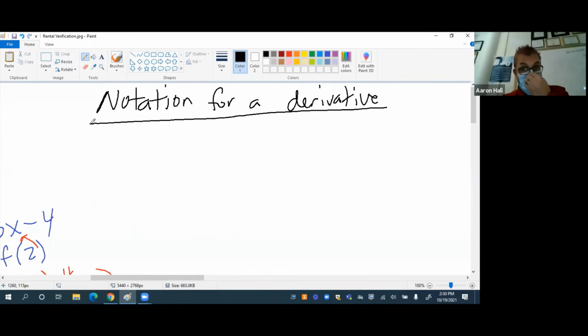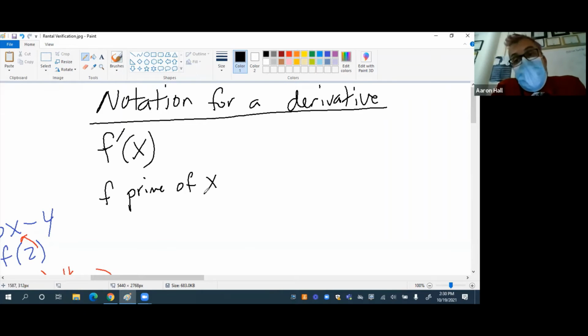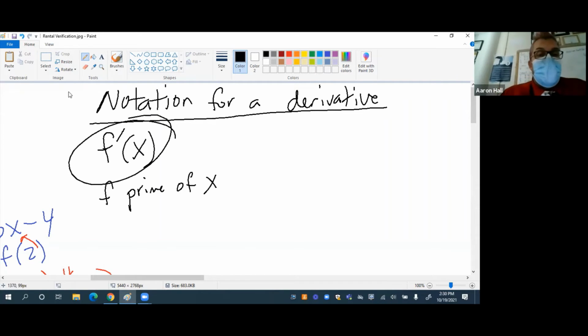One way we've already seen it: if I have a function f of x, then the derivative of f of x is written like this. We could say f prime of x, or we could say the derivative of f of x. Both are acceptable ways of referring to this notation of f prime of x.